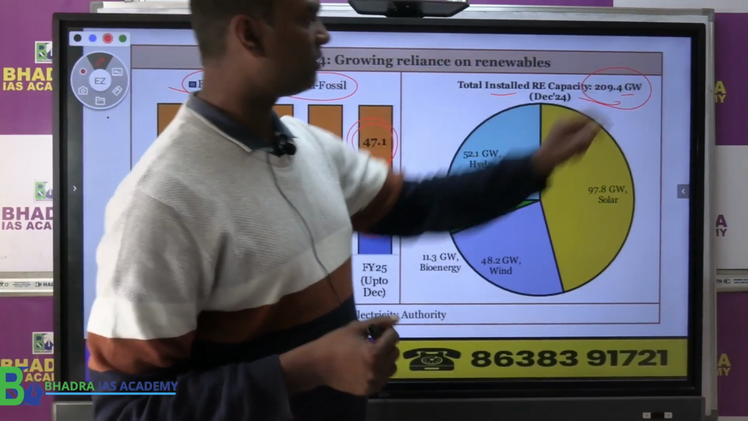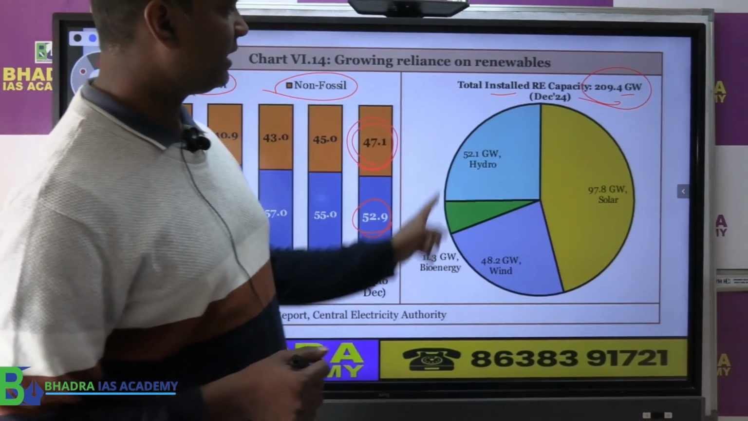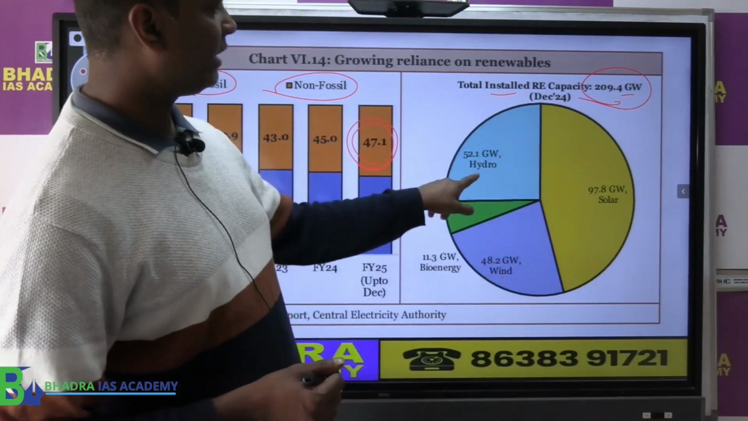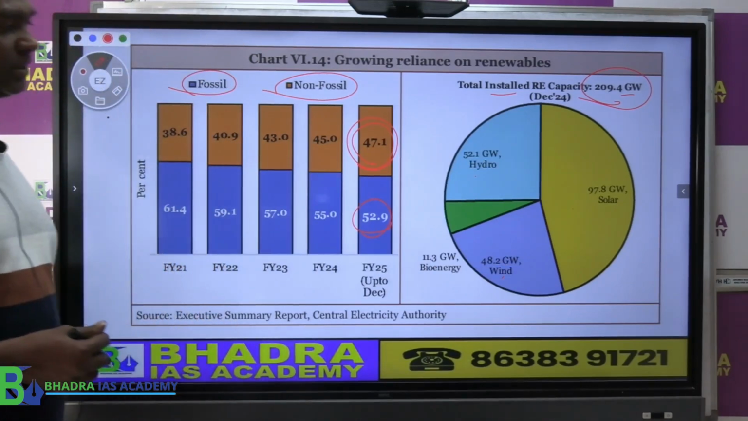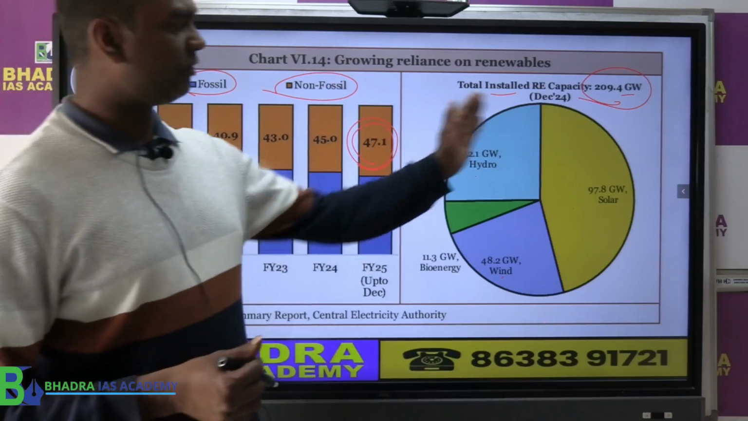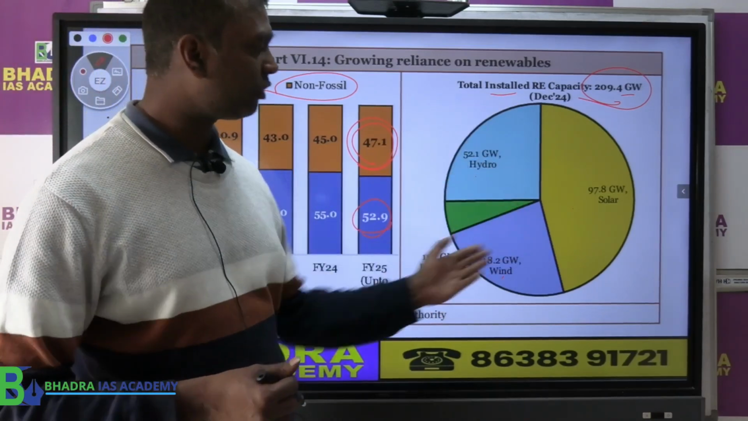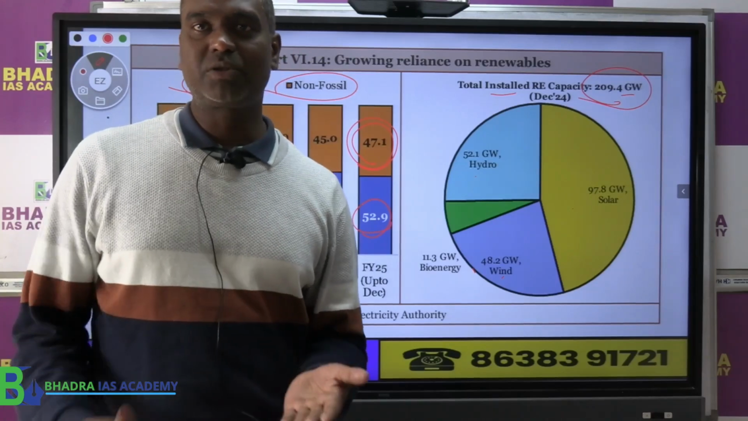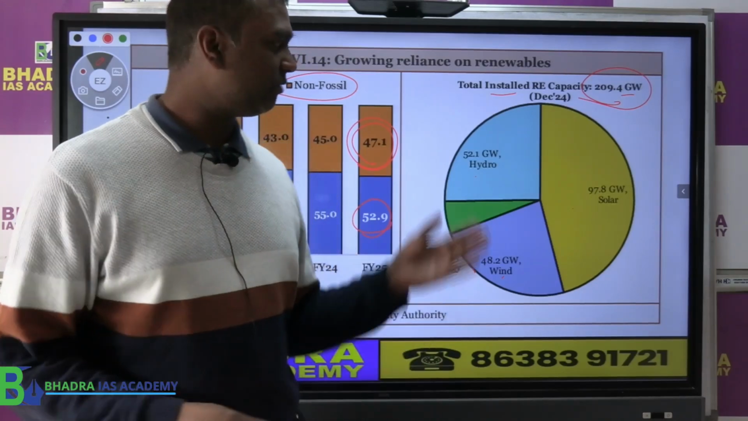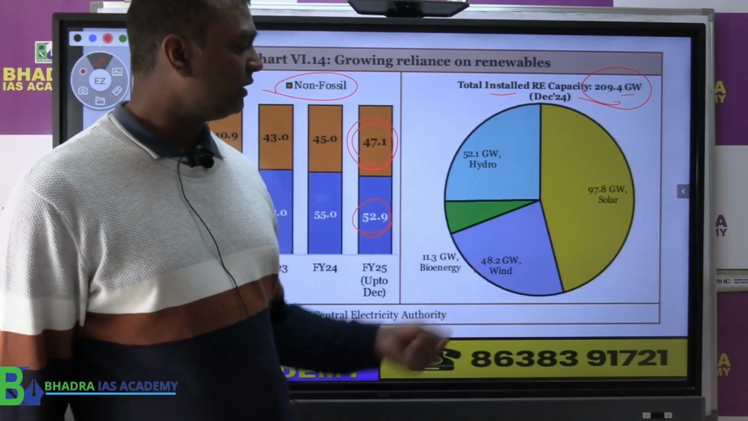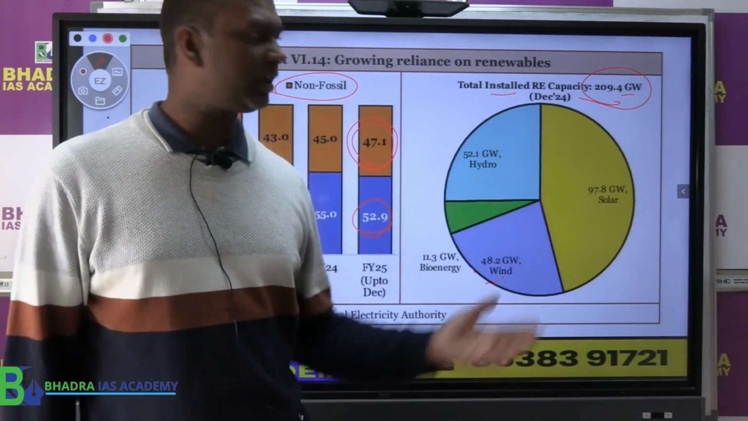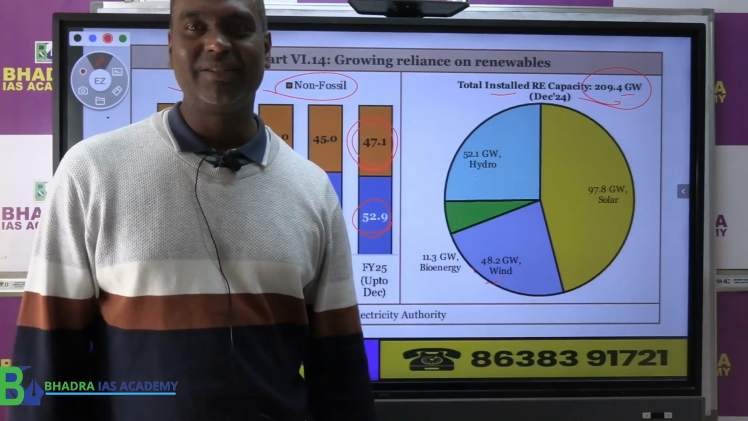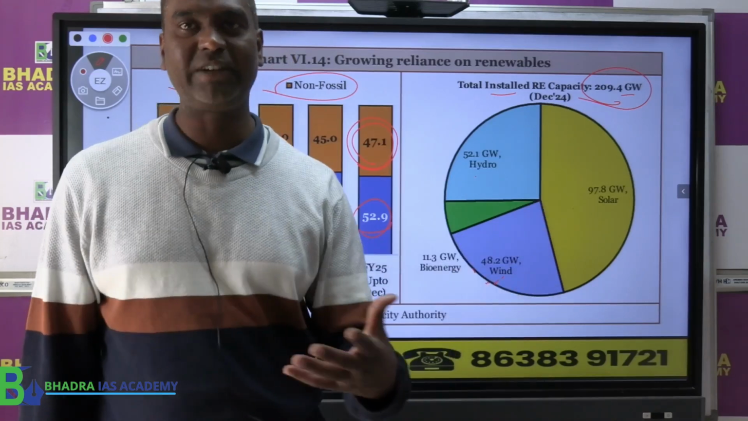If you look at the installed capacity as of December 2024, it is 209 gigawatts, which they have divided into solar, which is the major one, then wind, and then hydro. These are the renewable energy components, as the Economic Survey breaks it down. This kind of diagram is very important. Suppose a question comes: in renewable energy, which component is more, hydro, wind or solar? Mostly we are talking about solar energy now, because in India we mostly have summer seasons with a lot of sunlight, so we can benefit a lot from solar energy.